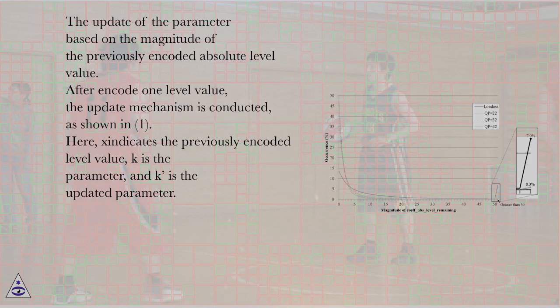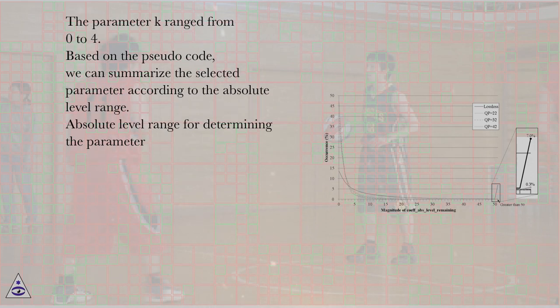The update of the parameter based on the magnitude of the previously encoded absolute level value. After encoding one level value, the update mechanism is conducted, as shown in Equation 1. Here, the level value indicates the previously encoded level value, k is the parameter, and k' is the updated parameter. The parameter k ranged from 0 to 4. Based on the pseudocode, we can summarize the selected parameter according to the absolute level range. Absolute level range for determining the parameter.